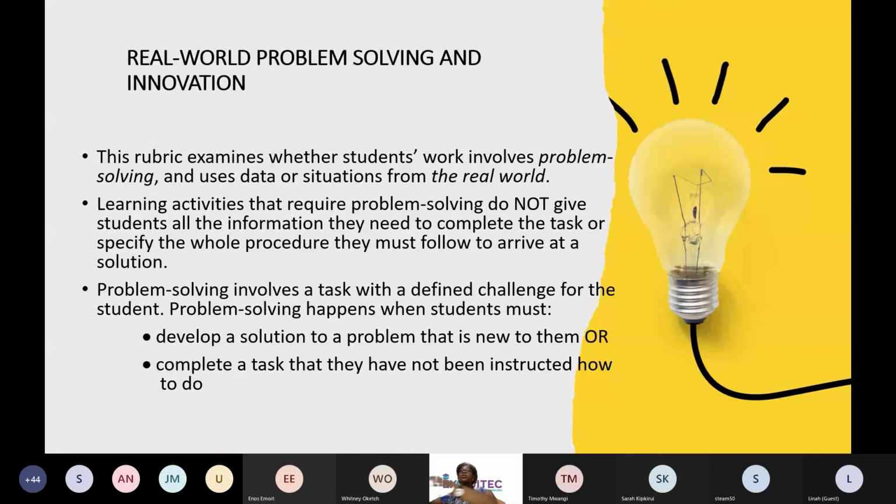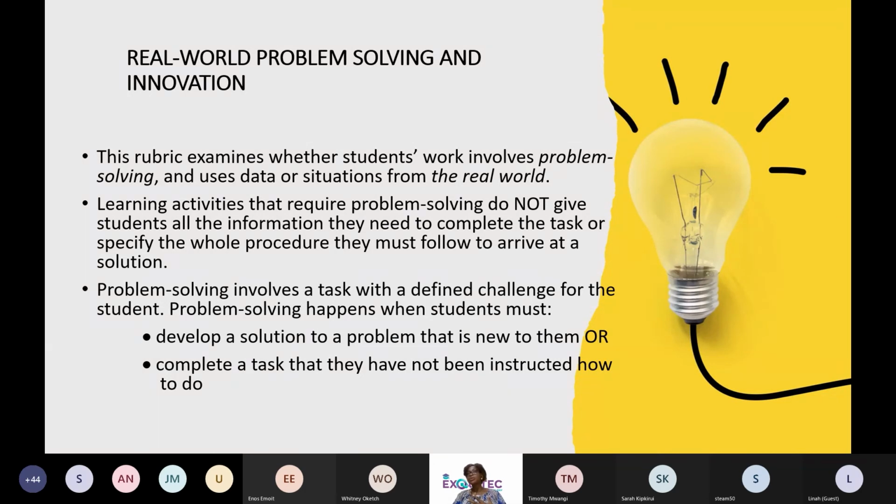But this activity was done based on your knowledge of science that was being taught, maybe health science, biology and all that, and you use that knowledge to solve a real world problem. So the learning activities require problem solving. And you don't give the students all the information they need. They need to find out themselves, do the research and come up with a procedure or a solution to that problem. So a problem solving task involves a defined challenge for the students, either to develop a solution to a problem that is new to them or complete a task that they have not been instructed how to do.